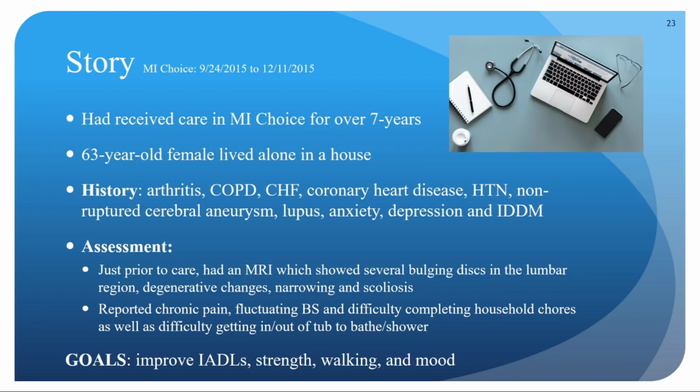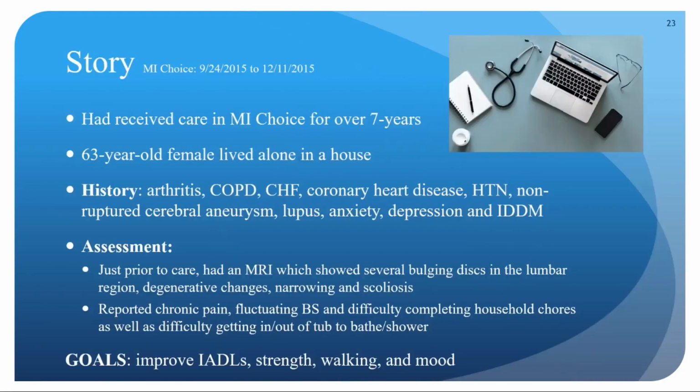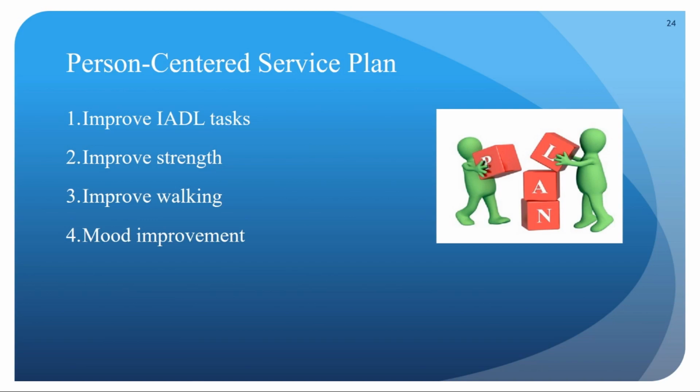She reported chronic pain, fluctuating blood sugars, and difficulty completing household chores, as well as getting in and out of the tub or bath and shower. Her goals were to improve her IADLs, strength, walking, and mood. Her person-centered service plan was to improve her IADLs, strength, walking, and mood.